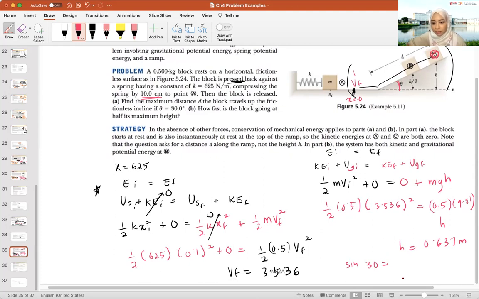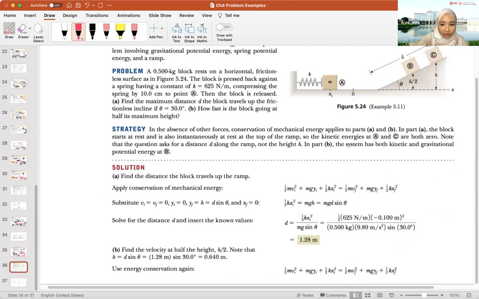So using Pythagoras theorem, sine of 30 degrees, we get opposite over hypotenuse. Hypotenuse is our D. Opposite is H, 0.637 over D. So this guy divided by sine of 30 would give me a D of 1.27. Okay, let's see. Takutnya. Oh, we got it. Yay. So it's approximately 1.27 or 1.28.